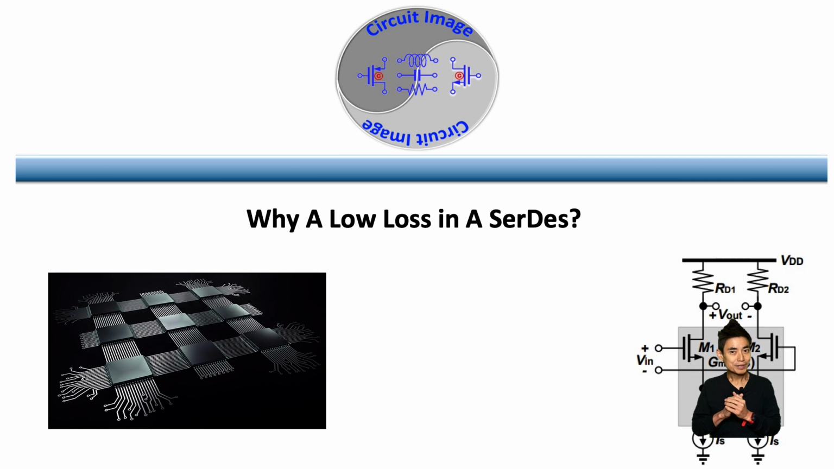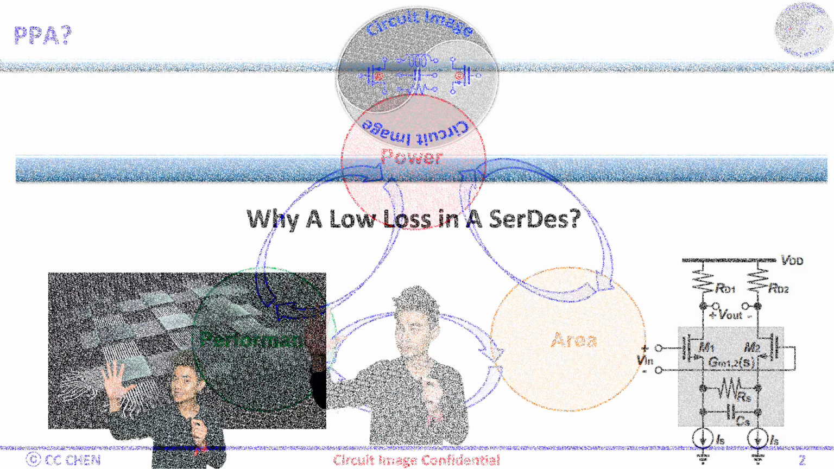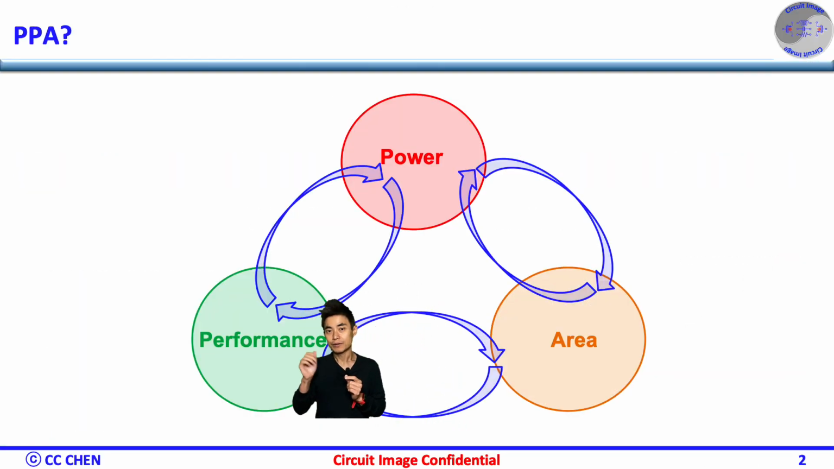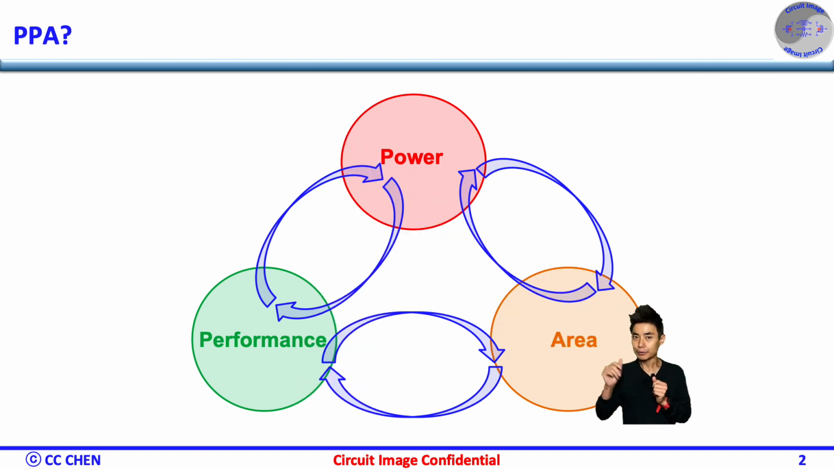Could you please tell me why we still need a low loss channel in a SerDes? Think about the PPA images for 5 seconds. Bingo! PPA is the performance in speed, power, and area.